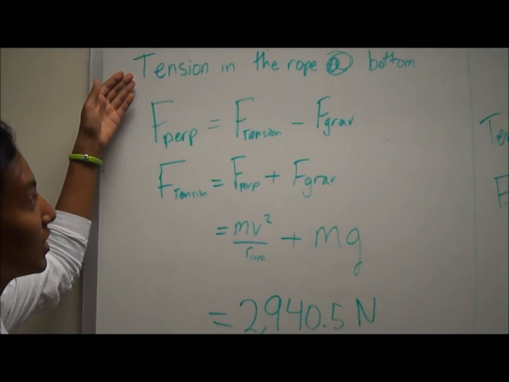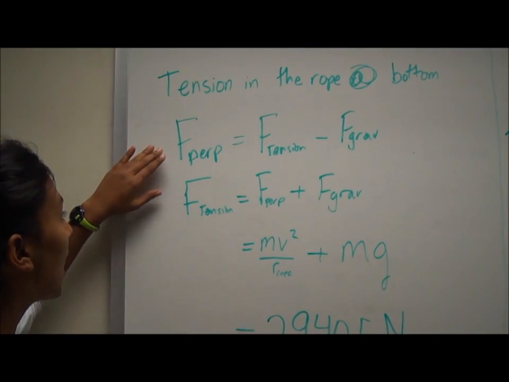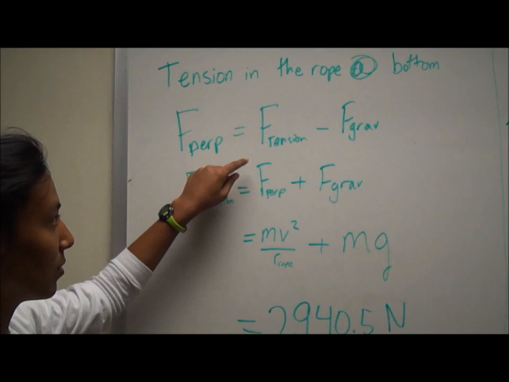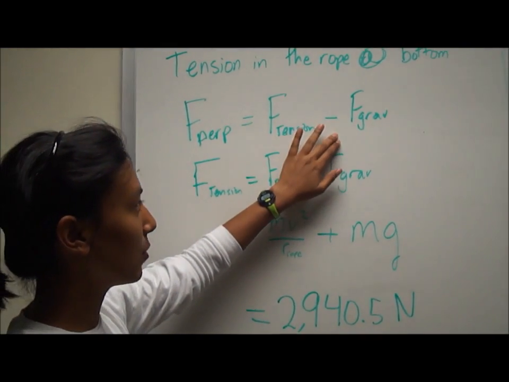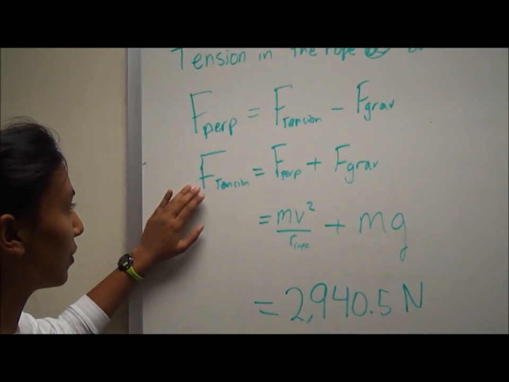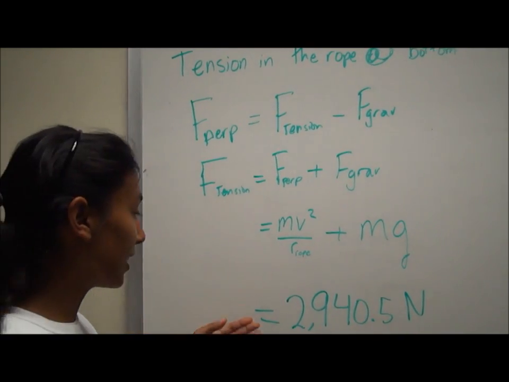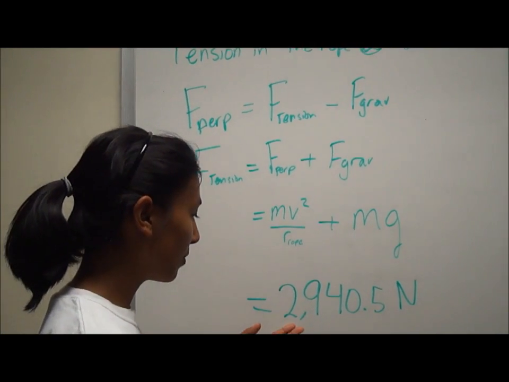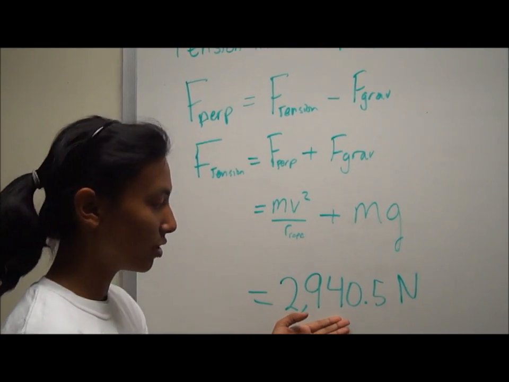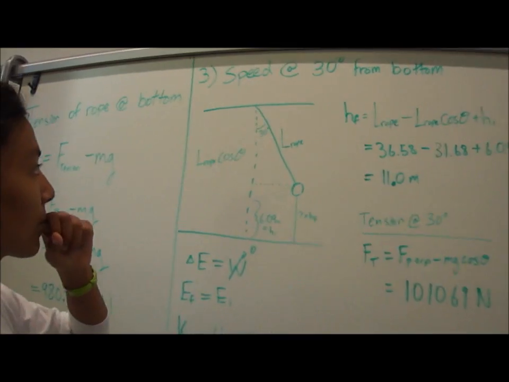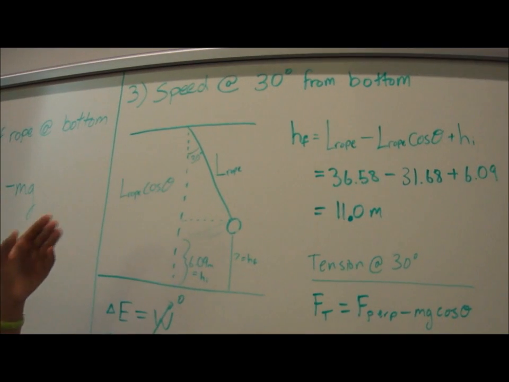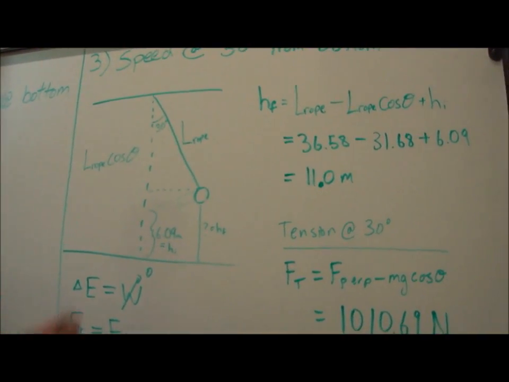Then I found the tension in the rope at the bottom of the swing. I used the perpendicular force equals tension force minus force of gravity. Then I solved for the tension force. After plugging in my numbers, I got that the tension in the rope at the bottom of the swing is 2,940.5 newtons.